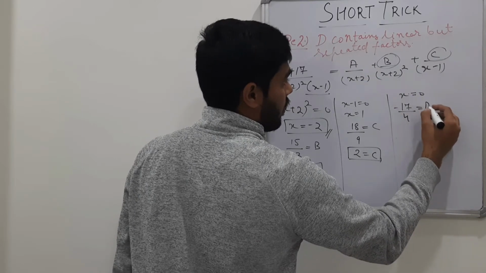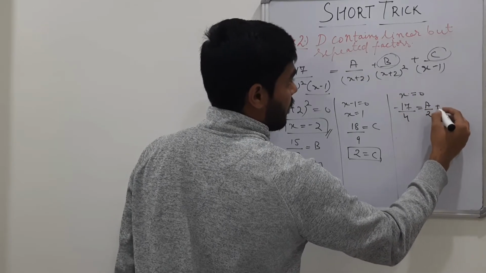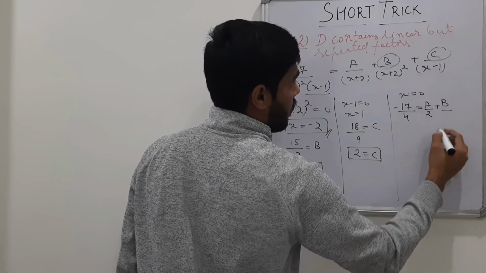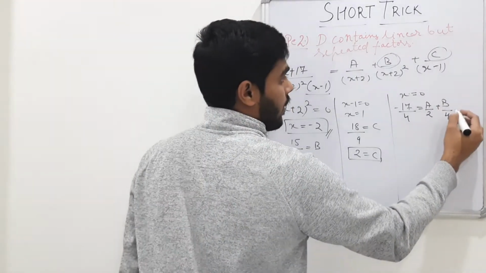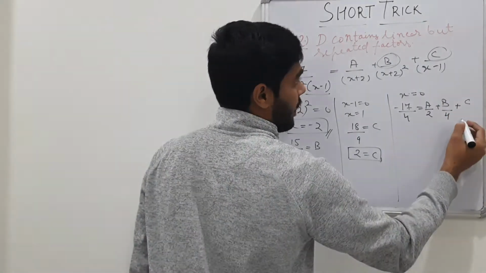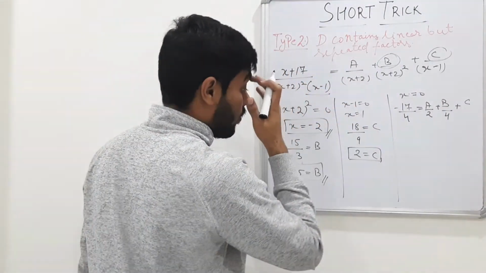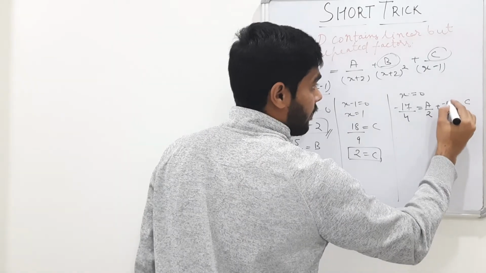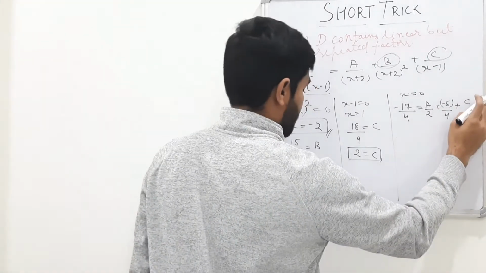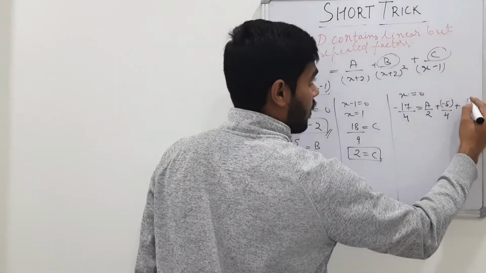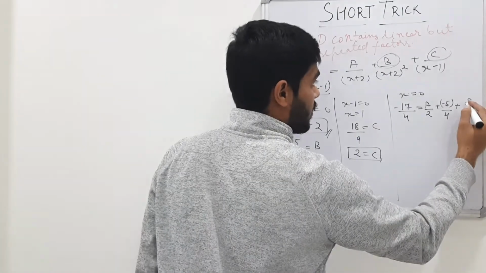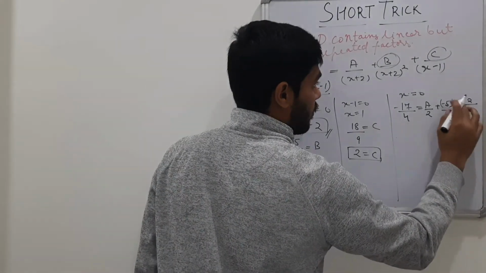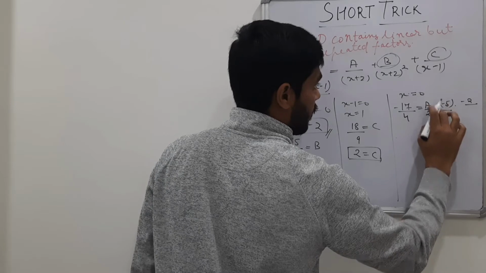So a upon 2 plus b upon 0, this will be 4, and plus c upon this will be, so b value you will put minus 5. So minus 5 upon 4, and c value is 2. 2 upon minus 1, so it will be minus 2. So it will be minus 4.